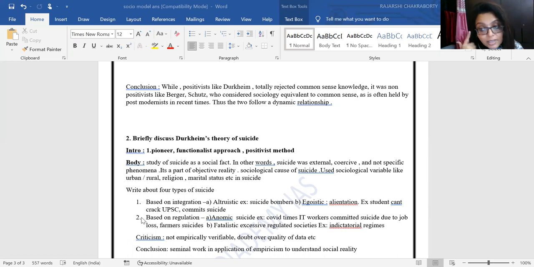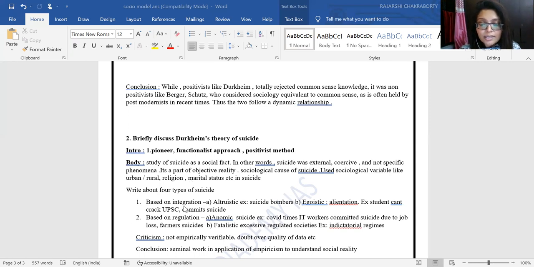It's not internal. It's not something that is cooking up in the brain of the person. It's external. It has a coercive force, just like any other social fact. It tries to control the behavior of that particular individual. And it is a very general phenomena. So society has an influence on it. It's not something specific to any particular individual. So it's a part of objective reality.